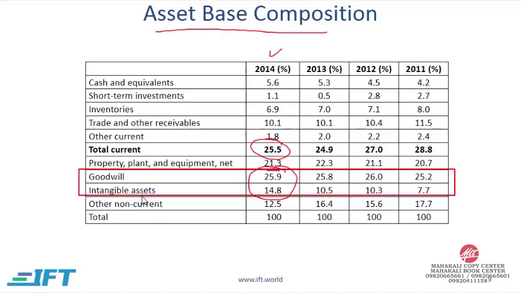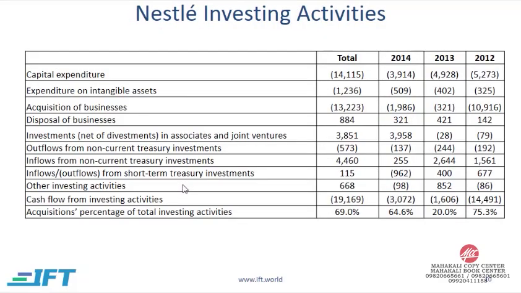So this is concerning, but it also points towards a strategy that is very acquisition based. Where do you get this much goodwill? You get this much goodwill when you are acquiring companies. So based on this analysis, the analyst figures out that Nestle's strategy is based heavily on acquisitions. So then he studies this in a little more detail.